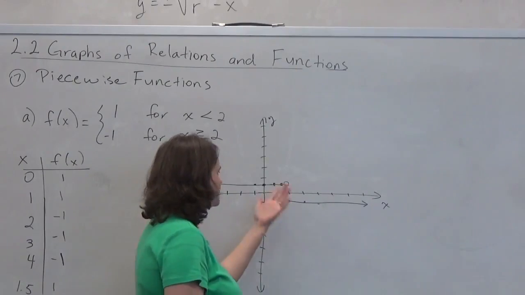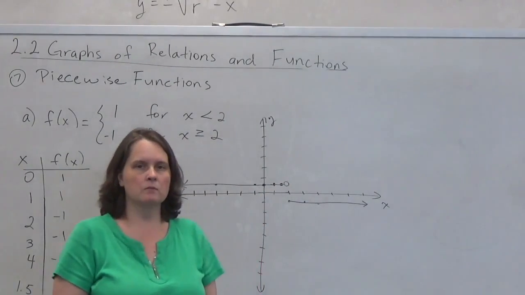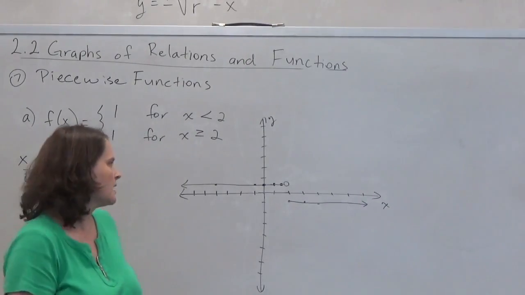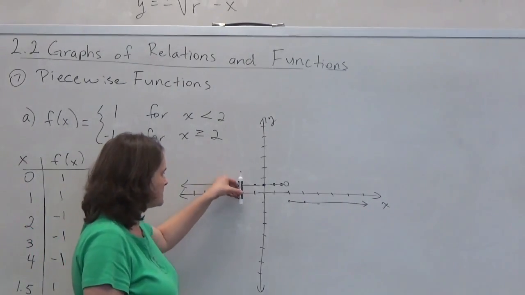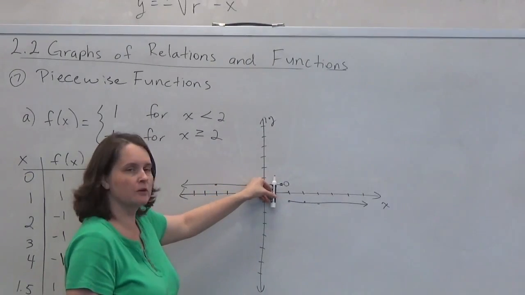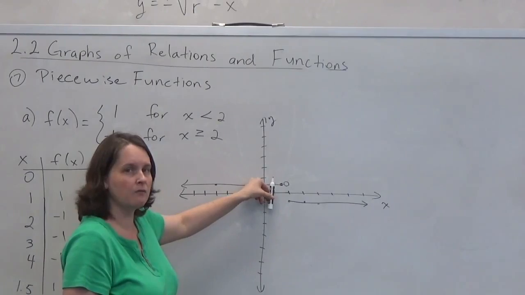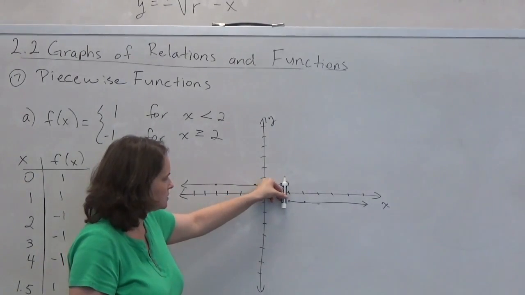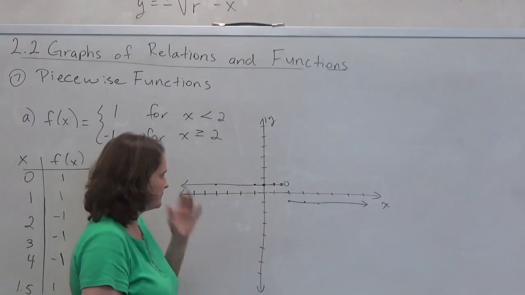Why do I need to put in that open circle? Well, with this being a function, it does still need to pass the vertical line test. And the open circle allows it to pass the vertical line test, because regardless of where I put my vertical line, remember my vertical line is only allowed to touch my graph one time. And with the open circle, it only touches the graph once when x equals 2.